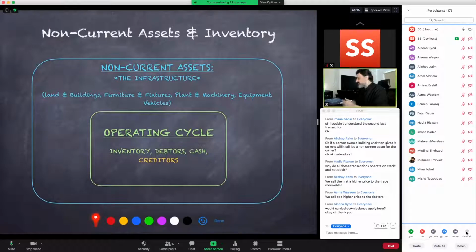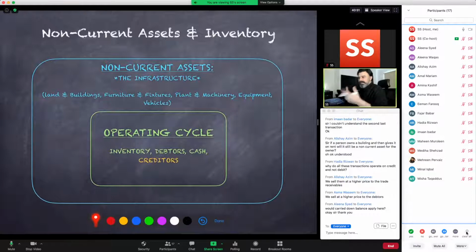Why do you make profits? Because when you buy inventory from your suppliers, you buy it at a relatively lower cost, and when you sell this inventory to your debtors, you sell it at a relatively higher selling price. So this operating cycle is represented by these four terms that we have seen before, witnessing them in a different light now.